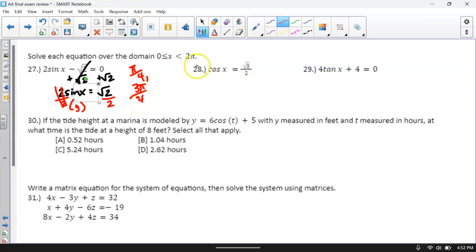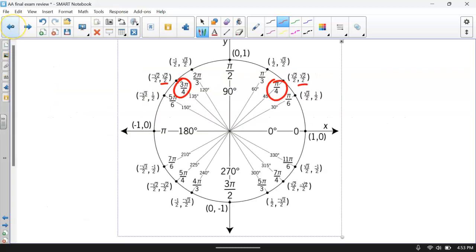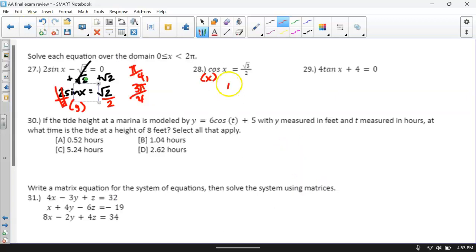So then cosine of x, well, it's already been solved for us. So we're just looking for where is cosine radical 3 over 2. So again, where is the x coordinate, right? Radical 3 over 2. So we're looking at where the x coordinate is radical 3 over 2, boom, at pi over 6, and right here at 11 pi over 6. So pi over 6 and 11 pi over 6.